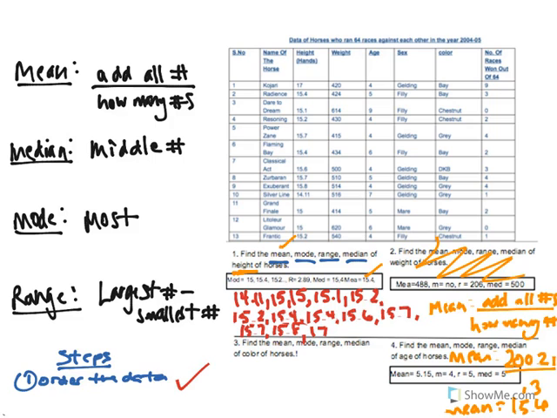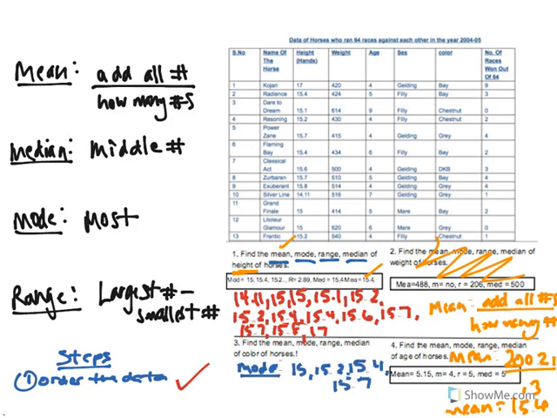Let's do the mode. Remember, the mode is the number that comes up the most. So let's just look at our data. Which number comes up the most? Let's see, I have two 15s, okay, so maybe that one. I have two 15.2s, and then I have two 15.4s, and then two 15.7s. Okay, so I have a lot of modes. I have 1, 2, 3, 4. I have 4 modes, okay.